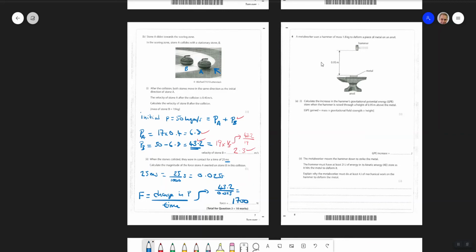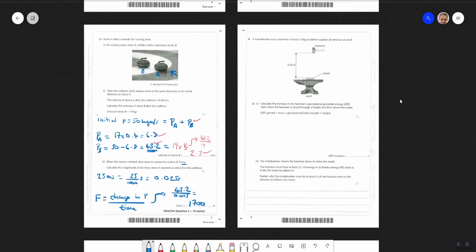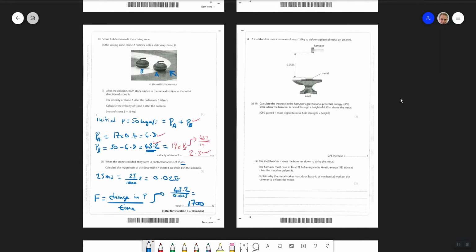Okay, we've got metalworker, question 4. A metalworker uses a hammer of a mass 1.8 kilograms to form a piece of metal on an anvil. Calculate the increase in the hammer's GPE when the hammer is raised through a height of 0.95. And so they've actually given you the equation here, which is nice. So we've got GPE equals mass times gravitational strength times height.